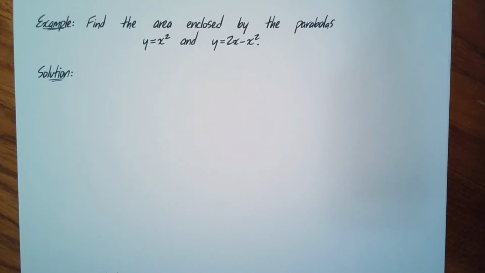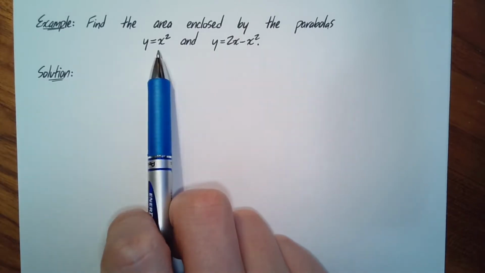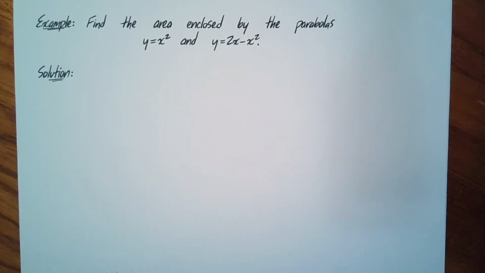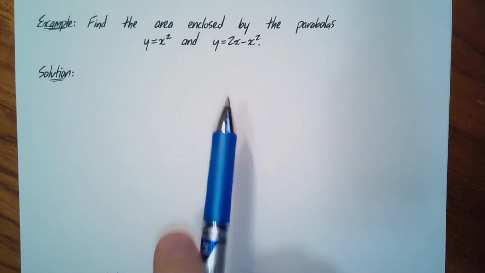Okay, next we're going to look at the area enclosed by two parabolas. So in this example, we've got two parabolas, one of which is given by y equals x squared, so that's just the standard upward facing parabola with vertex at the origin. And then we've got y equals 2x minus x squared. That's a parabola as well.